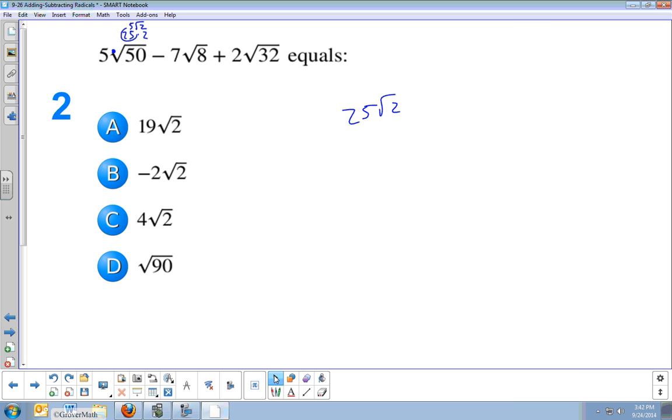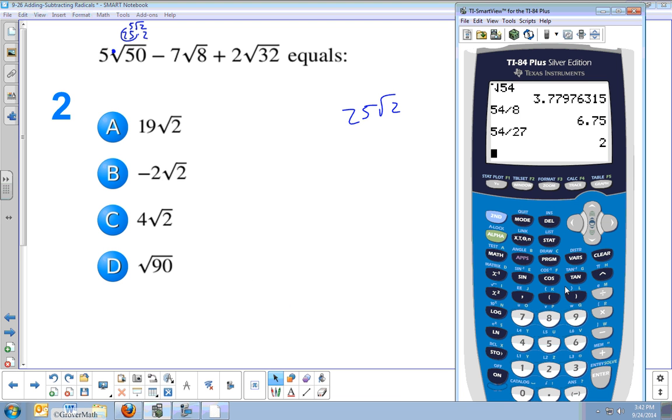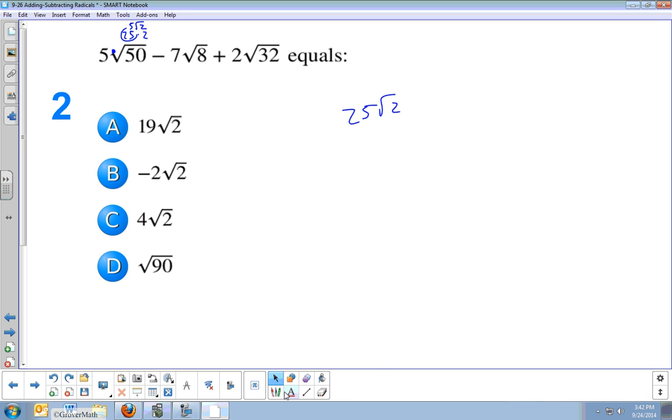And don't forget, some students at this stage still aren't very comfortable and confident about their radical simplification, so check it. 5 radical 50 is some decimal, 35.355. Well, 25 radical 2 is that same 35.355. So you can easily check your work here.